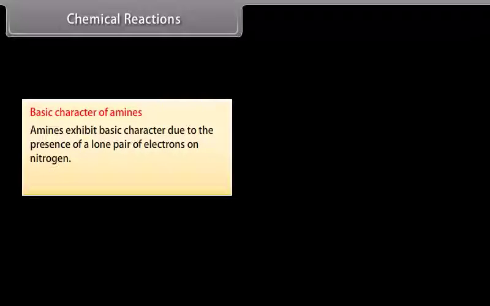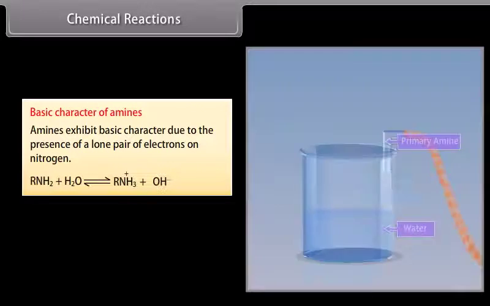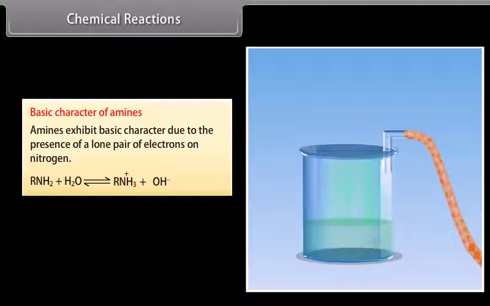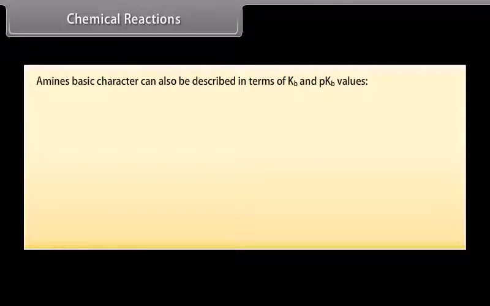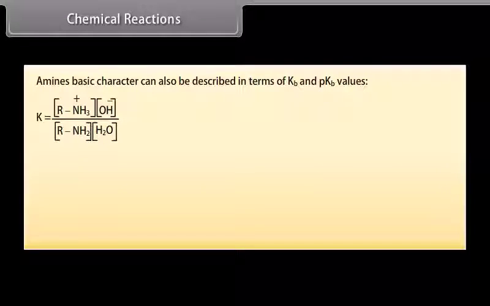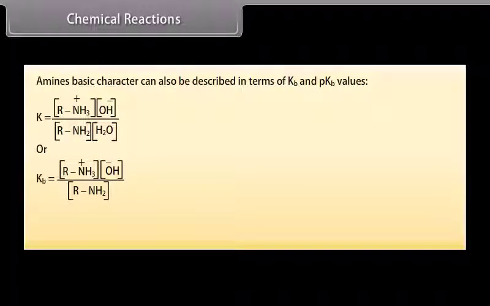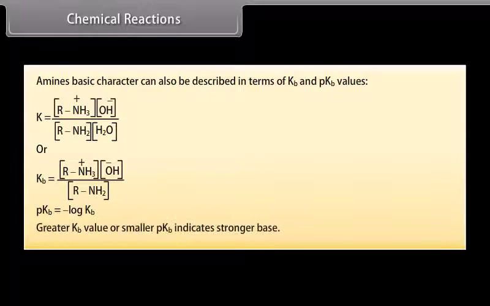Amines exhibit basic character due to the presence of a lone pair of electrons on nitrogen. They are stronger bases than water and are therefore protonated by water in their aqueous solutions. Amines' basic character can also be described in terms of Kb and pKb values. The value of Kb can be written as given, from which Kb can be inferred. Now pKb is equal to negative logarithm of Kb. A greater Kb value or smaller pKb indicates a stronger base.